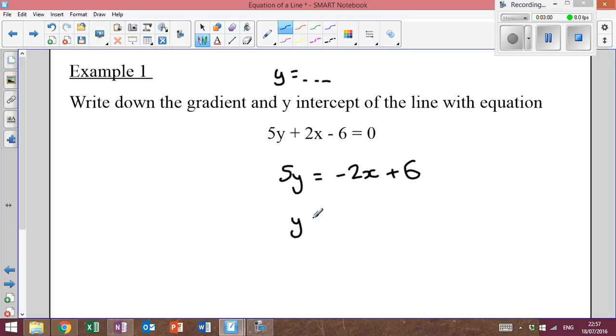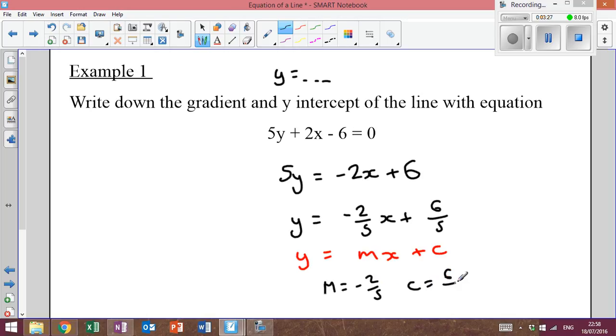Then divide everything by 5. You could do all of the right side in one, but I'm going to do it in two different bits because we know it needs to compare to y equals mx plus c. We can compare that. We can see the gradient is -2 over 5, and the y-intercept is 6 over 5. So the gradient is -2/5. The y-intercept is 6 over 5. Job done.